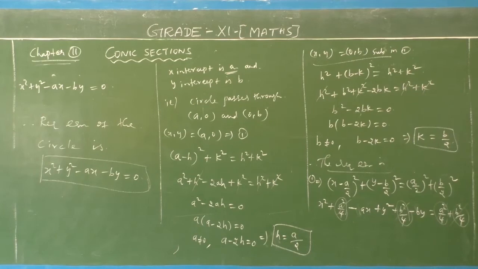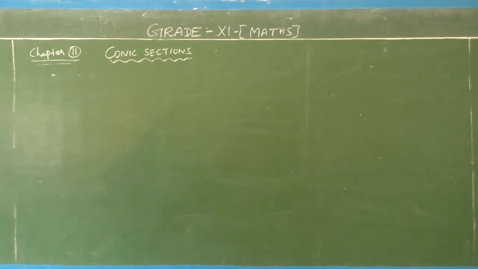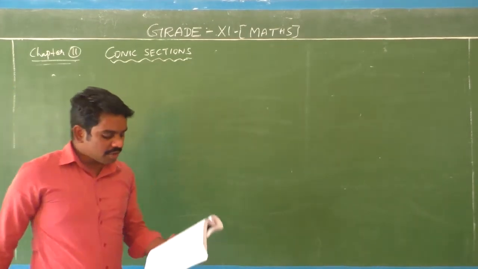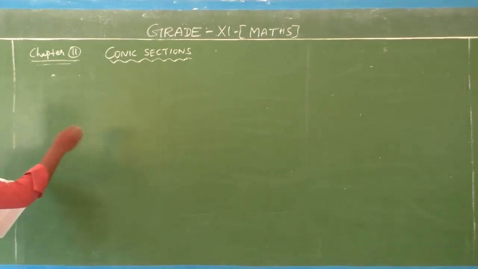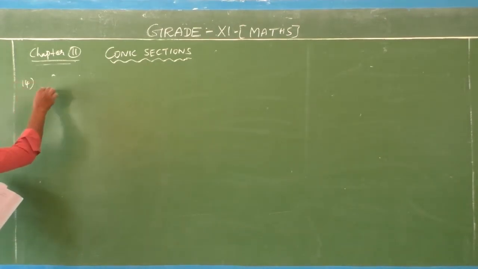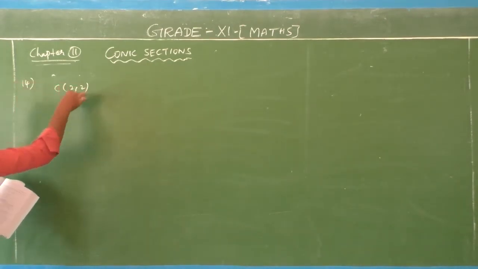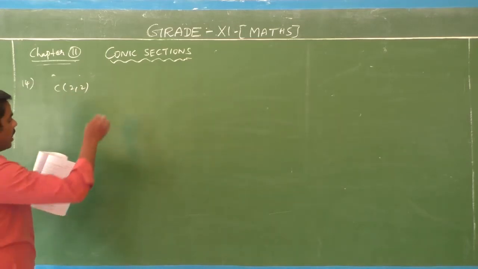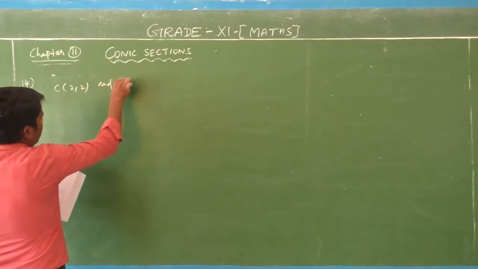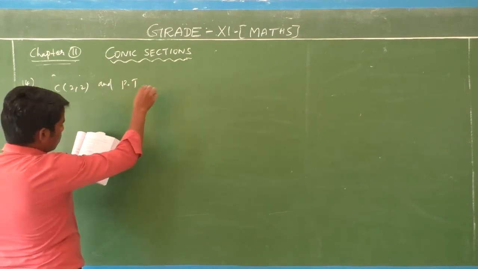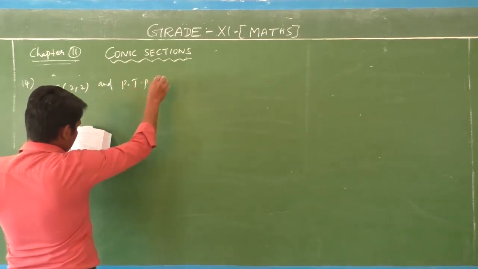Next, question number 14. Find the equation of a circle with the center 2, 2 and passes through the point 4, 5.